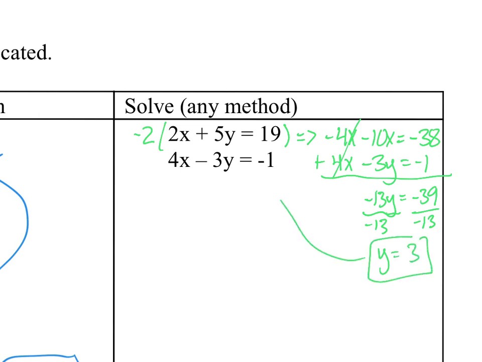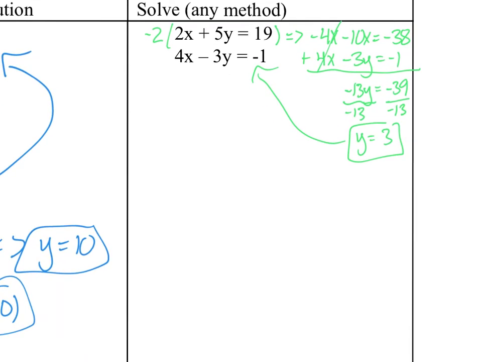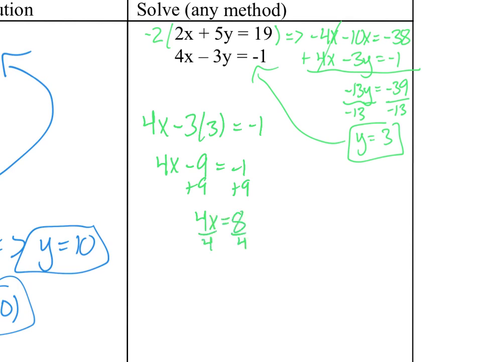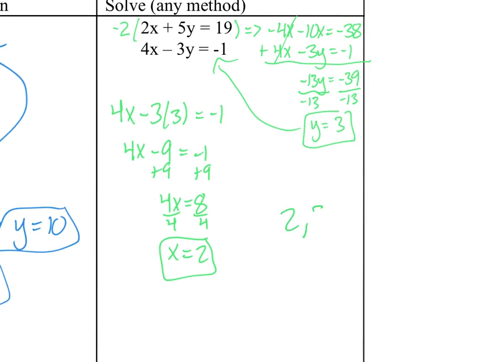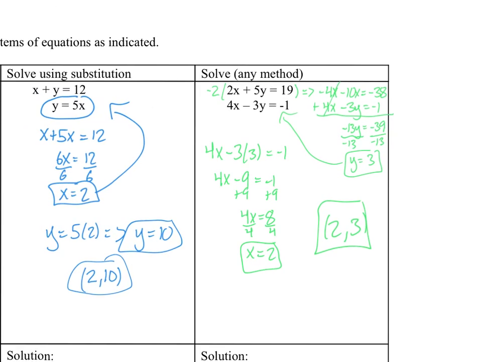All right, I'm going to plug this into this bottom equation here. So 4x minus 3 times 3 equals negative 1. Then just simplify, algebra 1. So 4x minus 9 equals negative 1. Add 9. 4x equals 8. There you go. So your ordered pair is 2, 3. Bam.